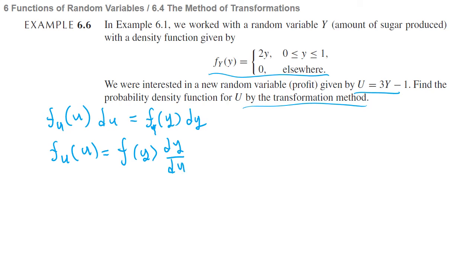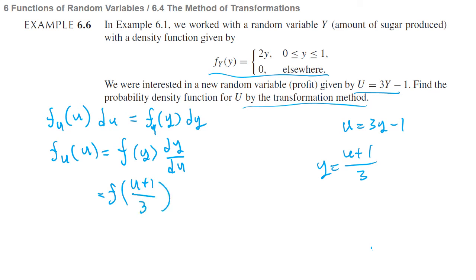And we have u equals 3y minus 1, and (u plus 1) over 3 equals y. So it is f of (u plus 1) over 3, and this is y. So dy du is differentiated with respect to u, which is 1 over 3. So 1 over 3.